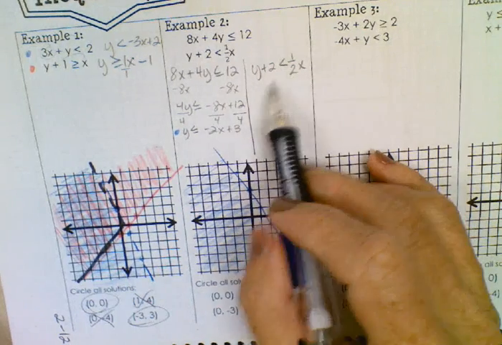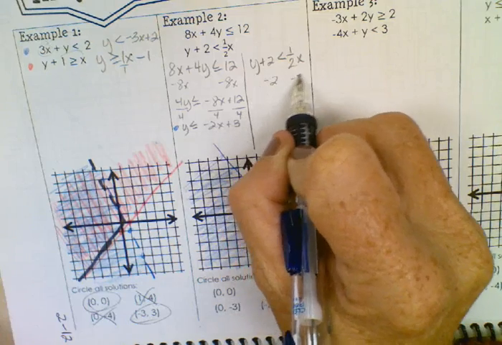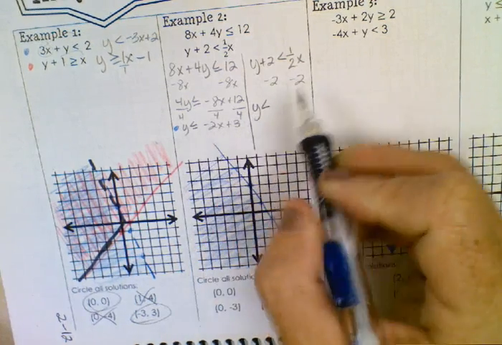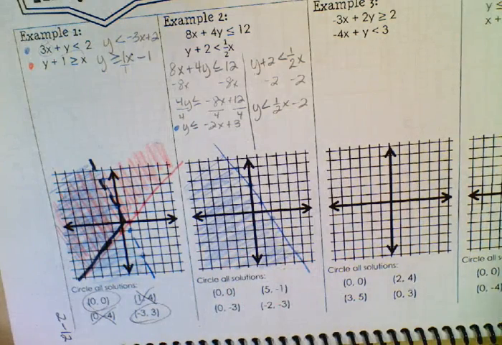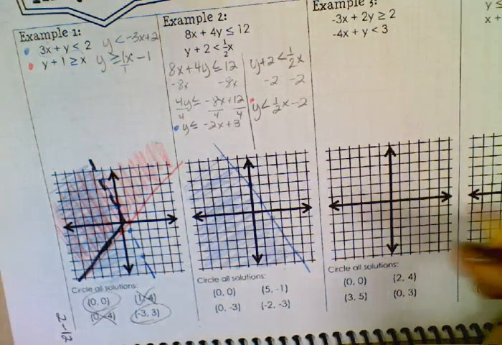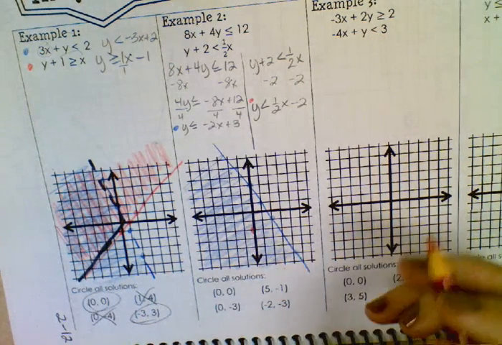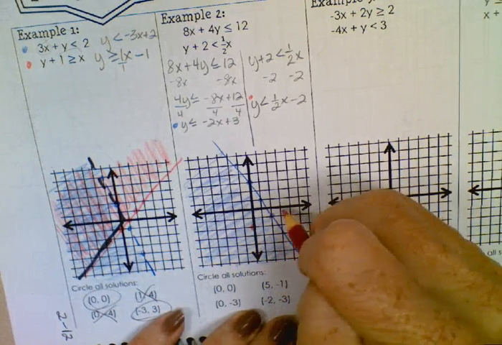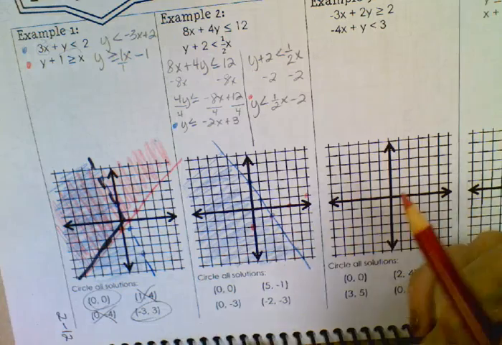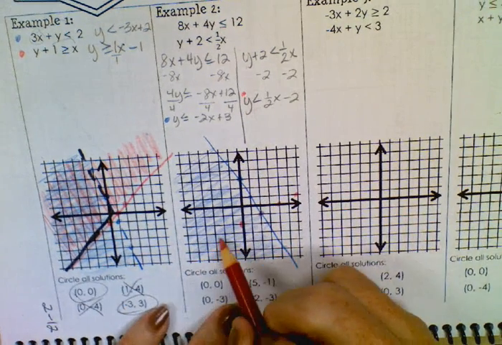For my other line, I almost have y by itself, but that 2 needs to go over to the other side. So I'm going to subtract it from both sides and get y equals 1/2 x minus 2. That's going to be my red line. So I'm going to begin by graphing at negative 2. Then I'm going to go up 1 over 2. Up 1 over 2, all the way up. That's going to be a dashed line because it is less than.